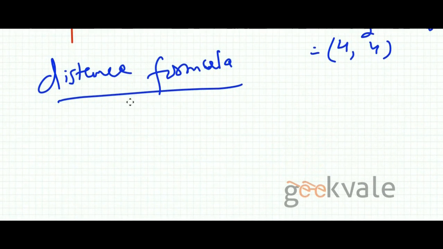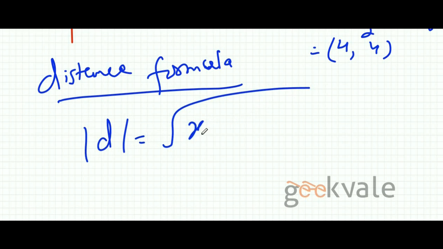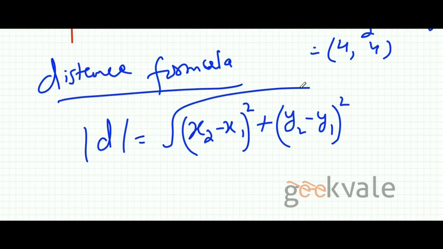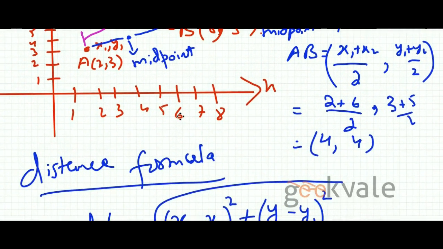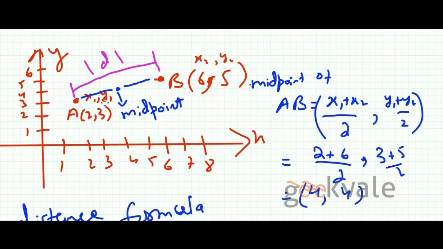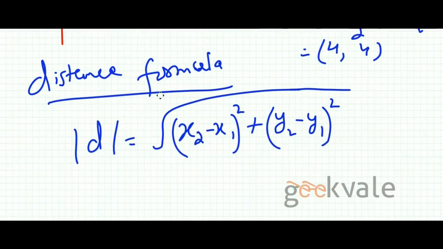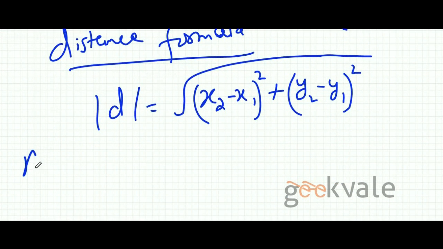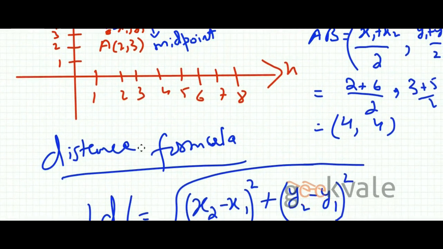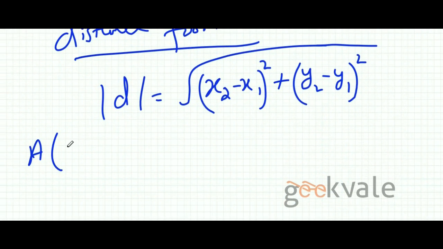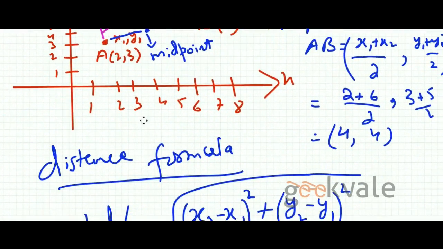Okay, to calculate the distance, we use the distance formula, which is distance D, which is always positive by the way, can be calculated by doing this: the square root of x2 take away x1 whole square plus y2 take away y1 whole square. Now do we have the x1 and y1 and x2 and y2 coordinates? Yes. I'm going to write it down over here. A was 2, 3, and B, if I remember, is 6, 5.